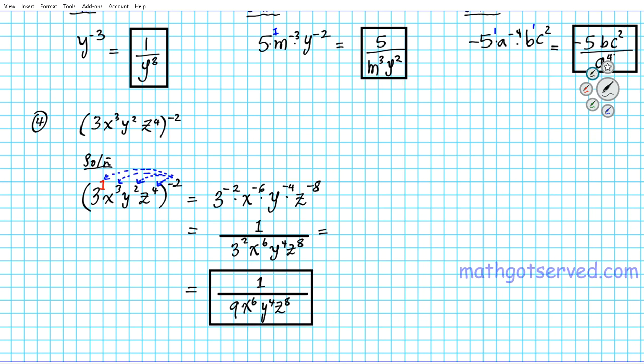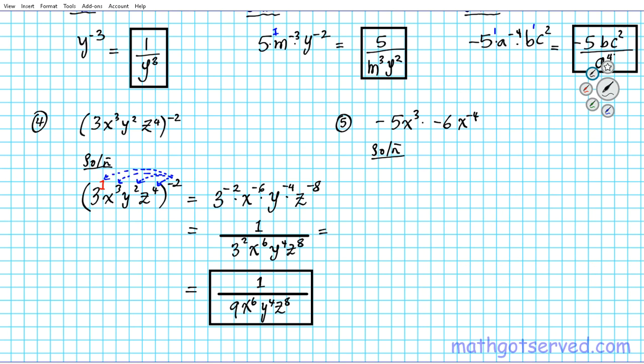All right, let's take a look at the next one, question 5. For question 5, what if we're to simplify the product negative 5x to the third times negative 6x to the negative fourth power? Let's take a look at this one. So let's rewrite it. So we have negative 5x to the third times negative 6x to the negative fourth.